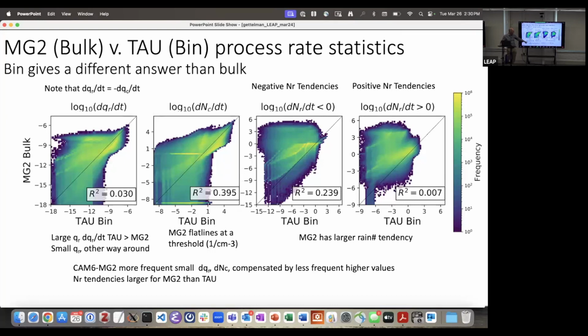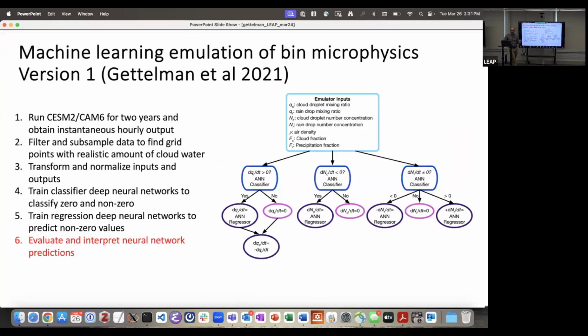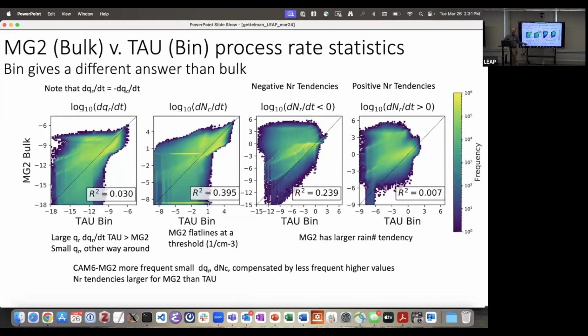What it means is that the existing bulk microphysics has more frequent small particles, or more frequent small tendencies. It's compensated by less frequent higher values. What that means is we're drizzling a lot more, basically, than the bin code. And that's not really correct, as I'll show.